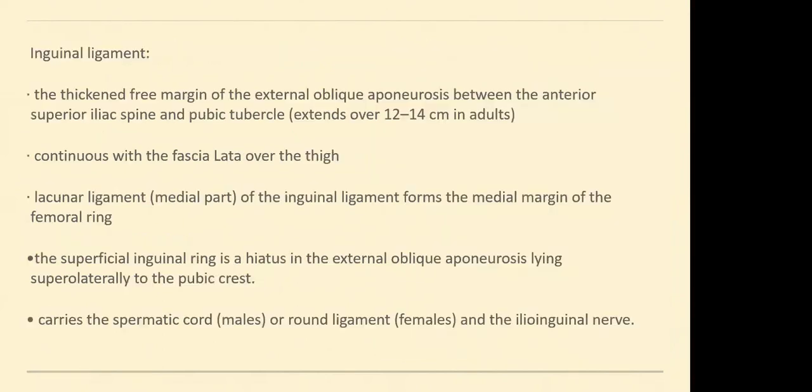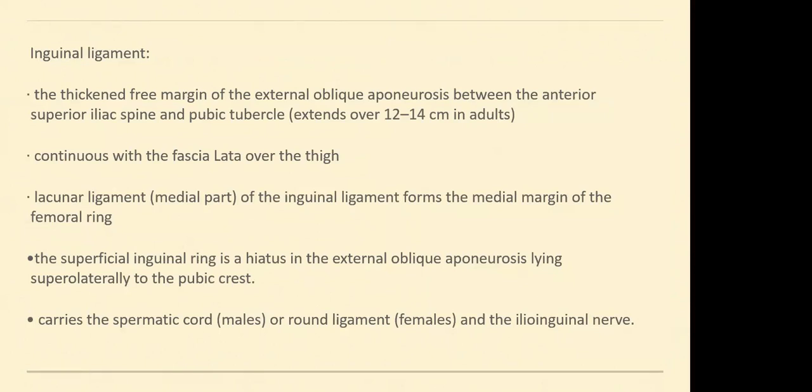The aponeurosis of the external oblique muscle is included in the formation of the inguinal ligament, the thickened free edge of the external oblique aponeurosis between the anterior superior iliac spine and the pubic tubercle, 12 to 14 centimeters in adults. It's continuous with the fascia lata over the thigh. The medial part of it forms the lacunar ligament, which is the medial margin of the femoral ring.